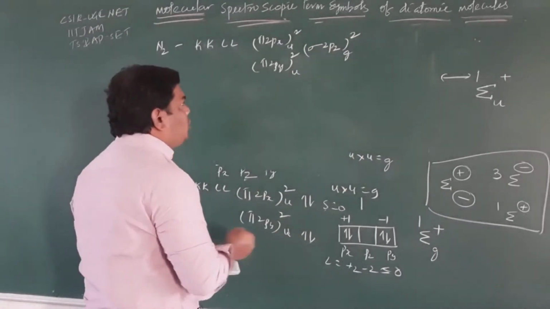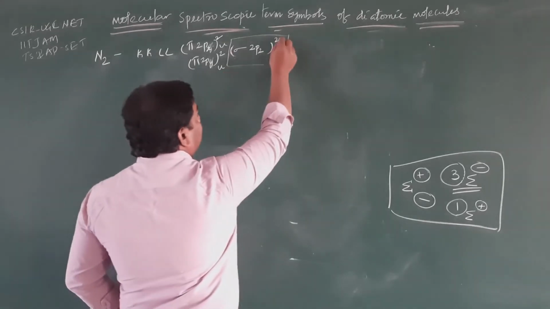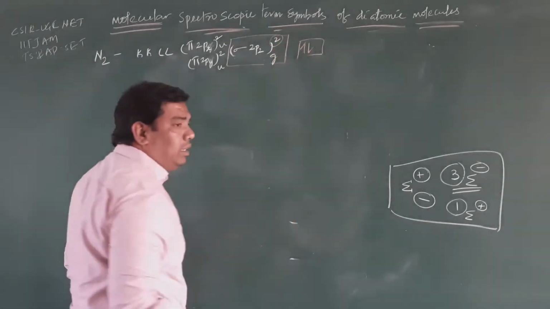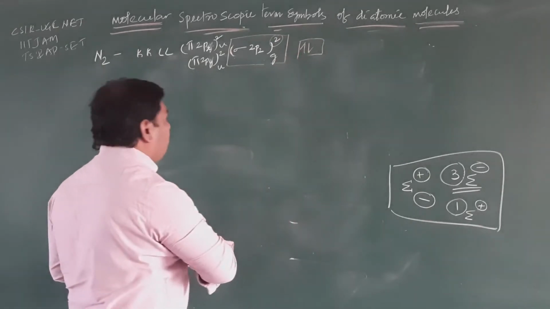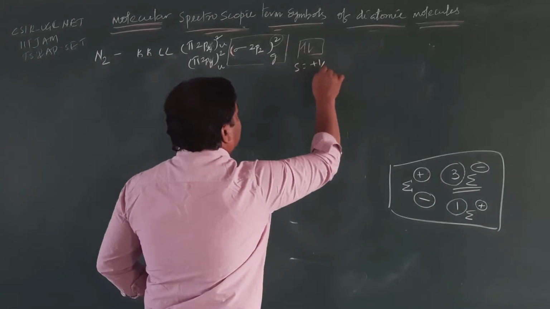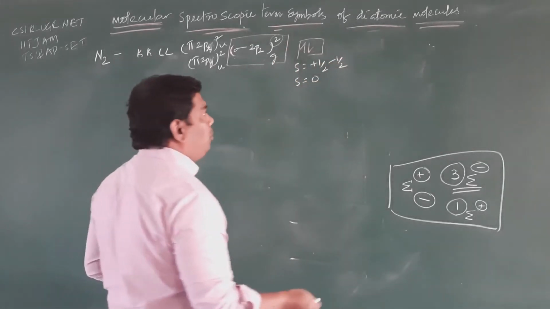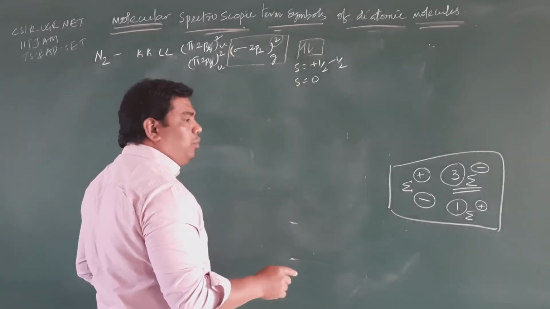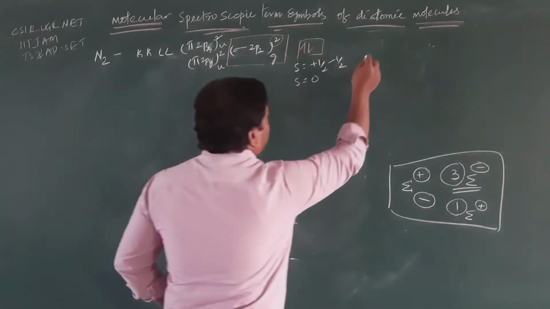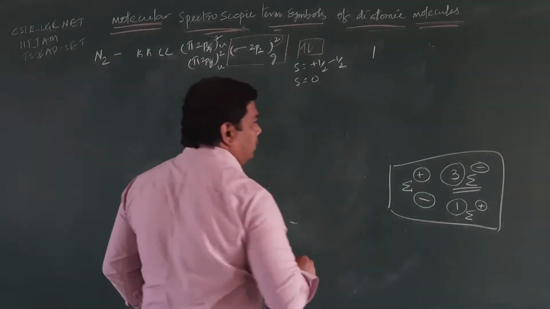So please focus. In this orbital configuration, the electrons are completely filled, student. So sigma 2pz is completely filled. Therefore, what is the spin multiplicity, student? S is equal to 0. S equal to 0 means 2 into 0 plus 1. So here the spin multiplicity is 1. Clear? Right. Next we will move to the term symbol, student.